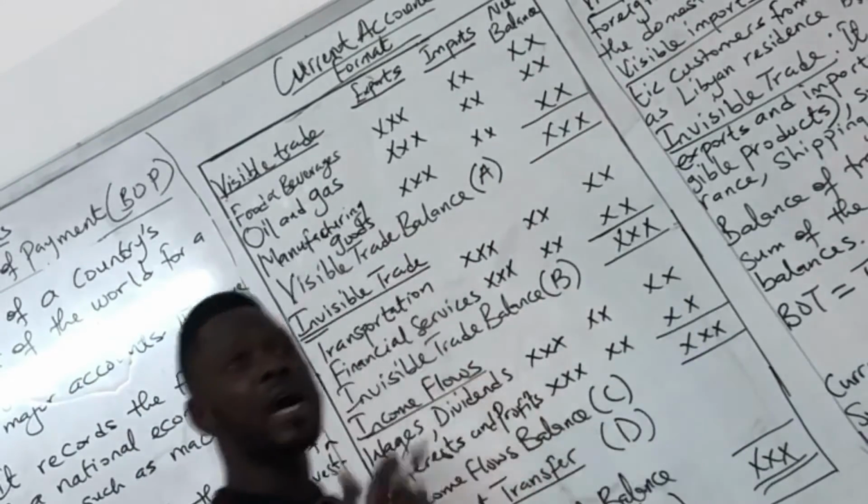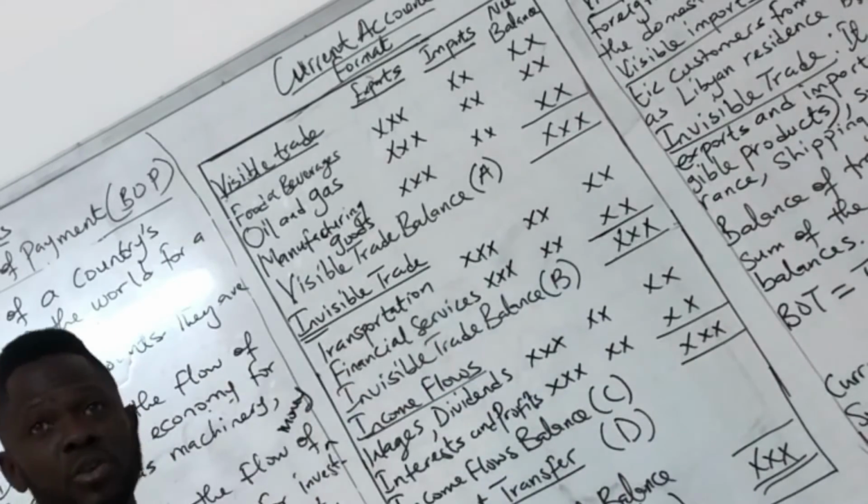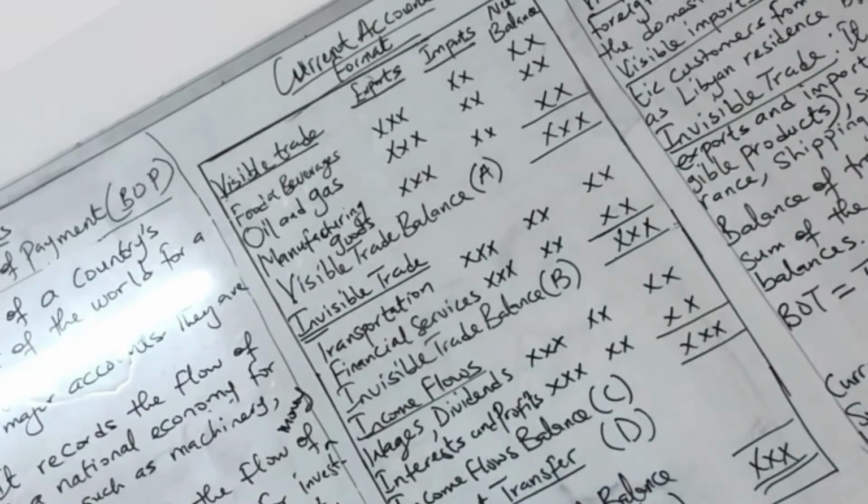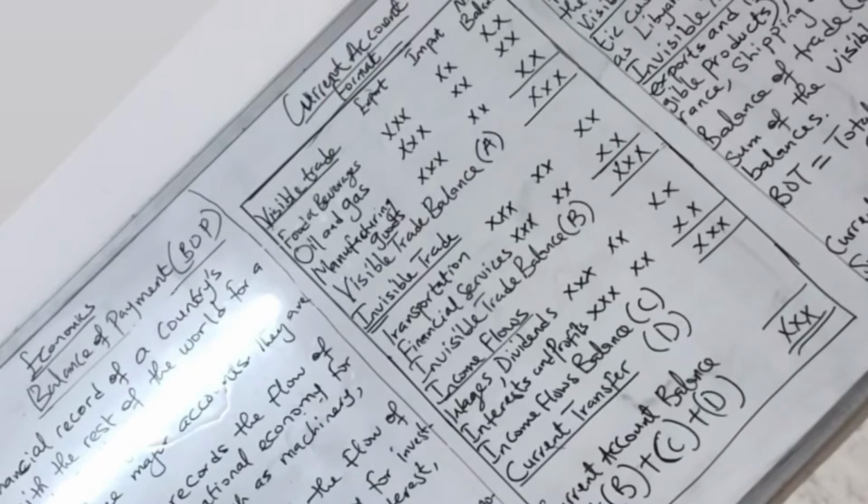So now we have to record it as a country. That's why they said national economy. That means as a country. So what do we do as a country? We have this balance of payments.